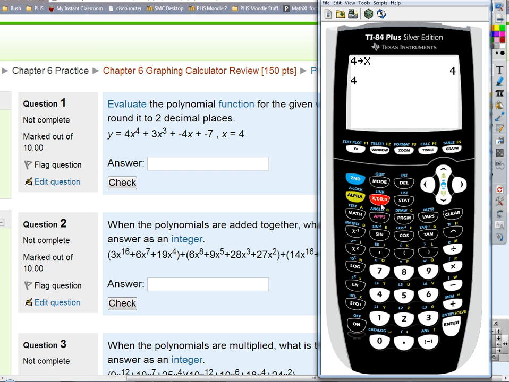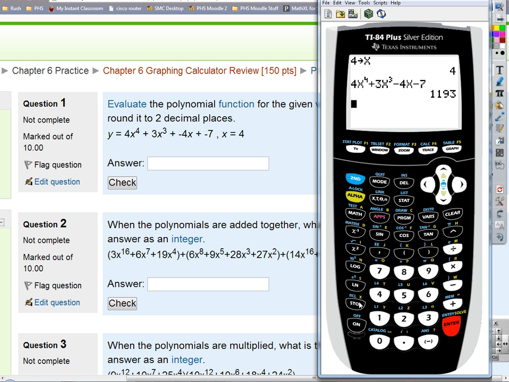4x to the 4th plus 3x plus 3x cubed minus 4x minus 7. Okay, and just hit enter, and boom, there it is, 1193. Easy squeezy lemon squeezy. Store is STO, right there.